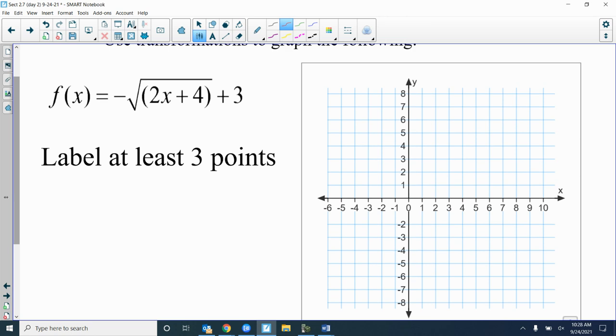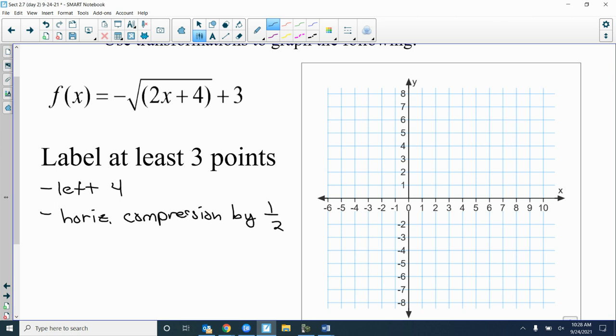All right, what's happening? Okay, in this case here, Matthew. You go left 4. Left 4. Got it. Then there's a horizontal compression by 1/2. Good. Horizontal compression. There's an x-axis reflection by 1/2. That negative on the outside reflects over the x-axis. And then what else? Just up 3. Up 3? Yep. Okay. Up 3. So we got 4 things going on.